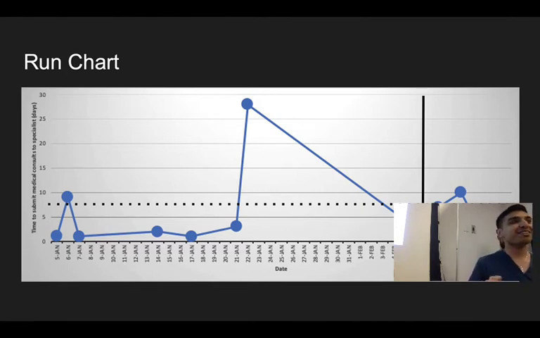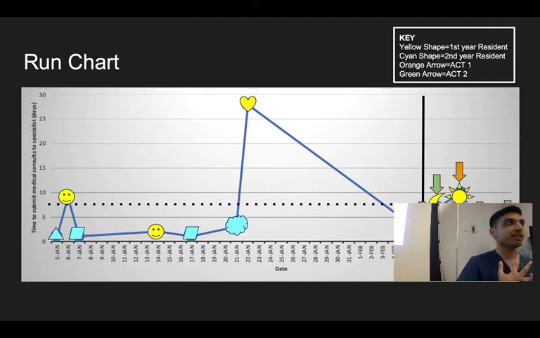Anyways, each of those points represented one single OR workup. Each of these individual different shapes represents different residents as well, okay? So a yellow shape would be a first-year resident, and a light blue or cyan shape is a second-year resident, okay? So the second-year residents, as you can see in the first period, are doing very well.